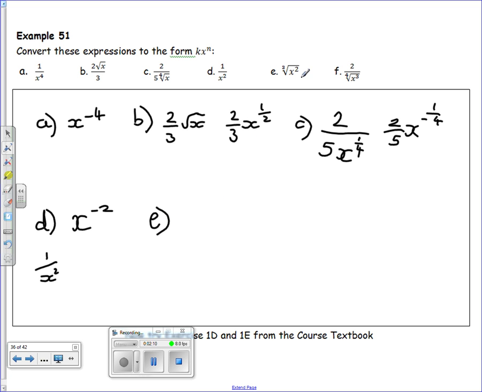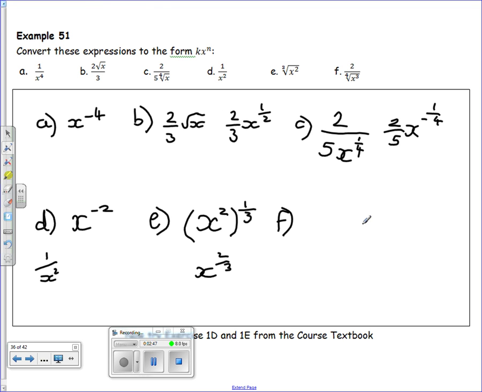we need to cube root x squared, so if we remember the cube root, we can write as the power 1/3. And we've got brackets here, so we can multiply our powers. So that can be written as x to the power 2 times 1/3 is 2/3. So x to the power 2/3. So k is 1. We don't write the 1 in front of the x if it's just x. And our power n is 2/3.